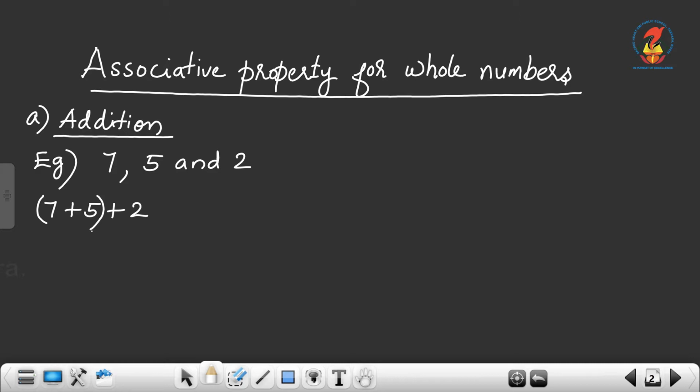(7 + 5) + 2. First you find the sum of 7 and 5. What is the sum of 7 and 5? Equal to 12. Then add 2 with this 12. 12 plus 2 is equal to 14.